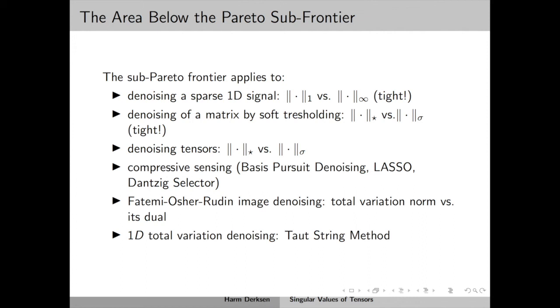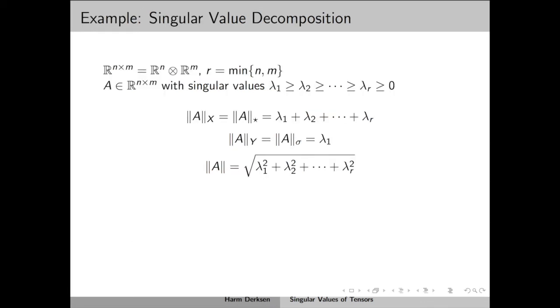Now this general framework applies to a lot of situations. For example, I just mentioned one here, like image denoising. There's this method of total variation image denoising that fits into this framework. There the norms are not tight. If you do it for 1-dimensional signals, then it turns out these norms are tight, which gives you very nice properties. Anyway.